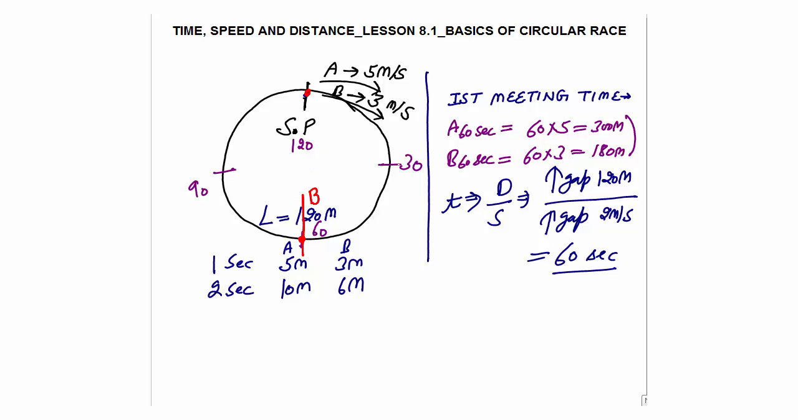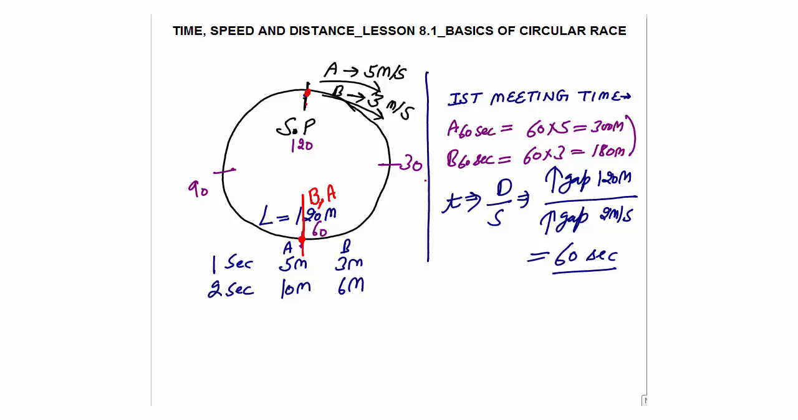Now look at the journey of A. A in 60 seconds is traveling 60 into 5, 300 meter. Now 300 meters means that A will complete one circle, 120 meter, second circle again 120 meter, that is 240, and again 60. So A will also be at this point. So B and A both will be at this point after 60 seconds. Now it means that B is covering 1.5 circle and A is covering 2.5 circle.